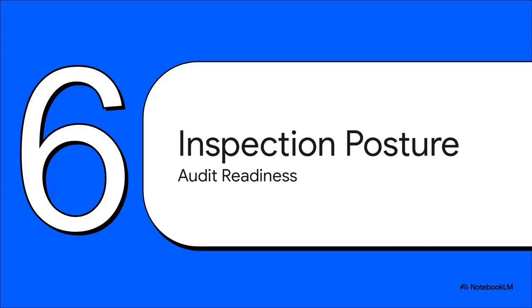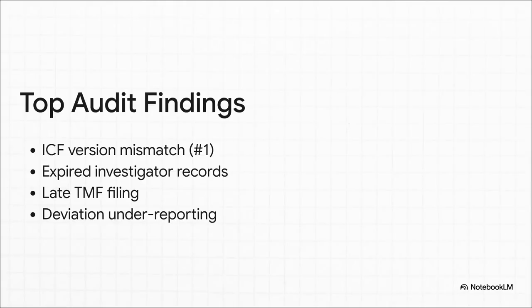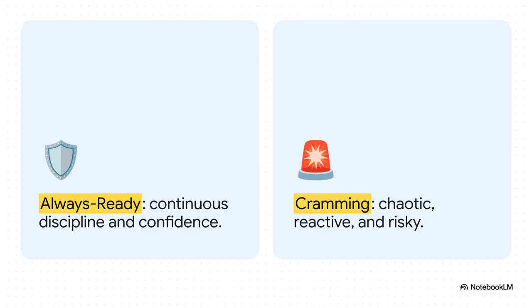Finally, Phase 6, always ready inspection posture. When preparing for audits and inspections, you absolutely must focus on the top global findings. Consistently, the number one issue is an ICF version mismatch, subjects consenting on outdated forms. That is exactly why a weekly reconciliation matrix is completely vital. So ask yourself, is your team always ready, or are they relying on pre-inspection cramming? Consider an operations team that practiced daily, rigorous filing discipline for 4 years. When an unannounced EMA inspector arrived, they confidently produced 18 complex requested documents in under 12 minutes. That is the gold standard.